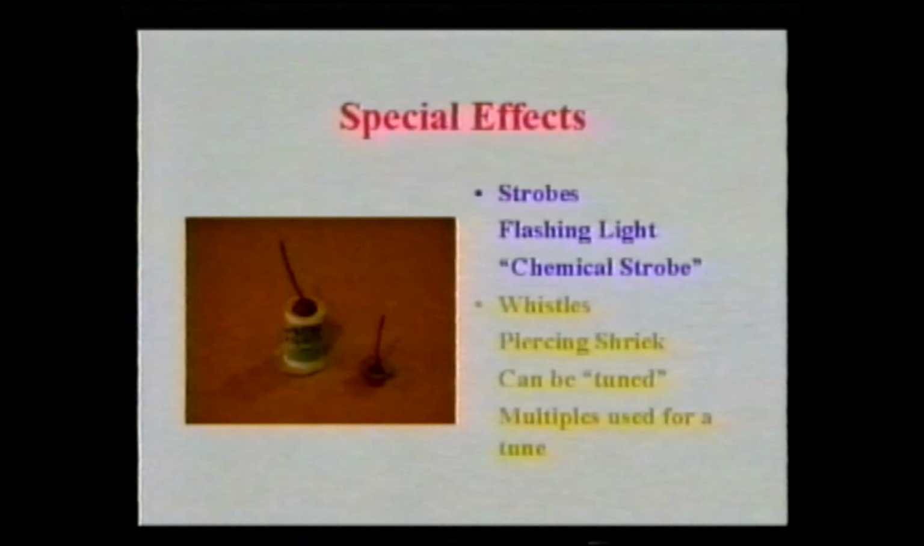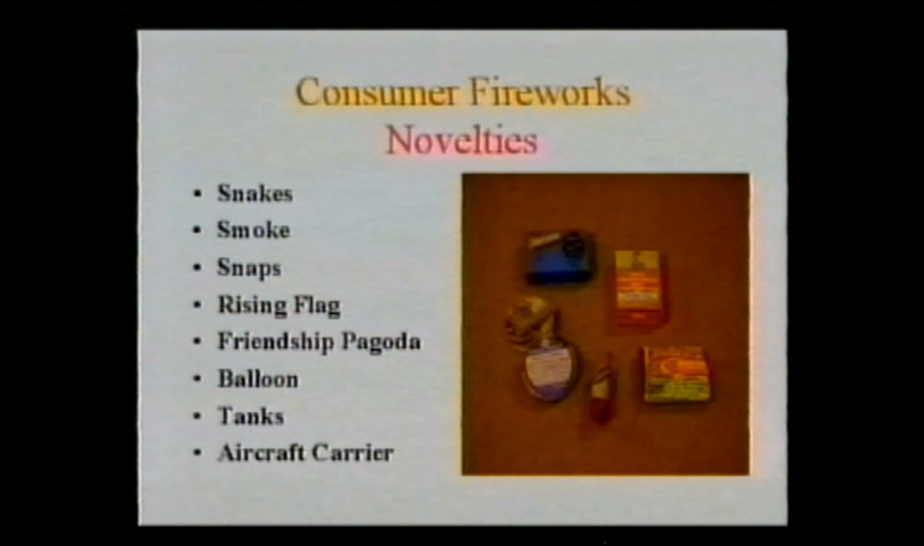Special effect items include things like strobes. These are flashing lights, defined as a chemical strobe. It's the chemical reaction that puts out pulses of light, usually very, very bright. Whistles are also produced by chemicals like sodium or potassium benzoate or salicylate, giving off a piercing shriek. However, this can be tuned and multiples used to produce a song. It's a very time-consuming operation.